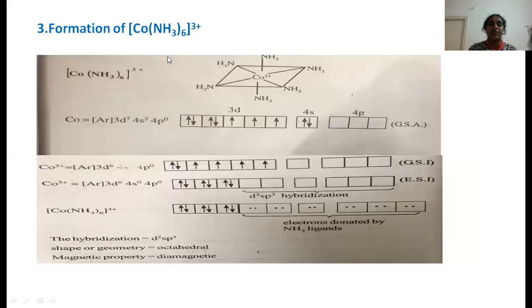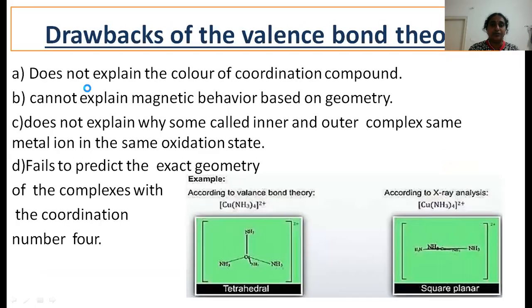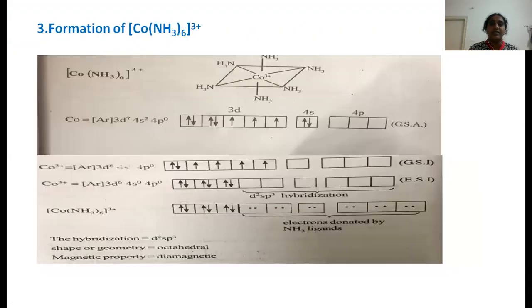Whereas in another example, hexaamino cobalt +3, here also cobalt, whose atomic configuration is 3d7 4s2. Here also, it is a neutral ligand, so cobalt is +3 charge. So whenever we remove the 3 electrons here, finally we will get like this. So d2sp3 hybrid orbitals will be involved.